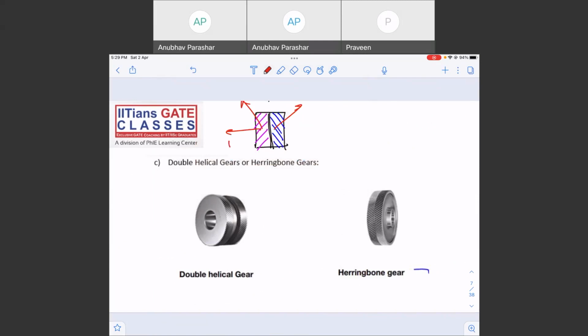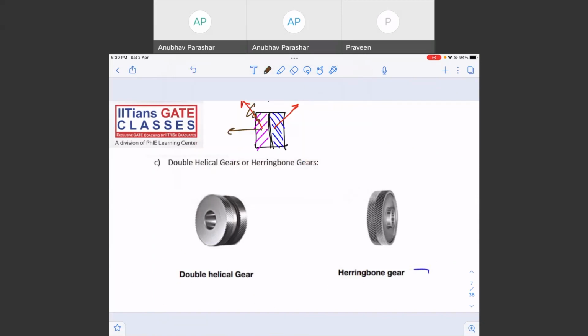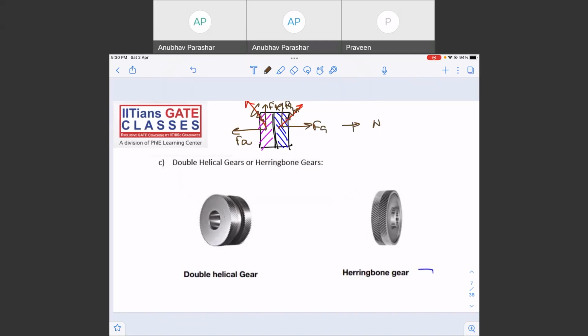There will be two axial forces. When you resolve this, the forces on gear 2 will always be normal, right? But if you resolve this force, there will be Fa in this direction, and Fr. Again, if you resolve this force, there will be Fa in this direction and Fr, right? Fr will get added up, Fa will get cancelled, right? So what will happen? There is no axial load.